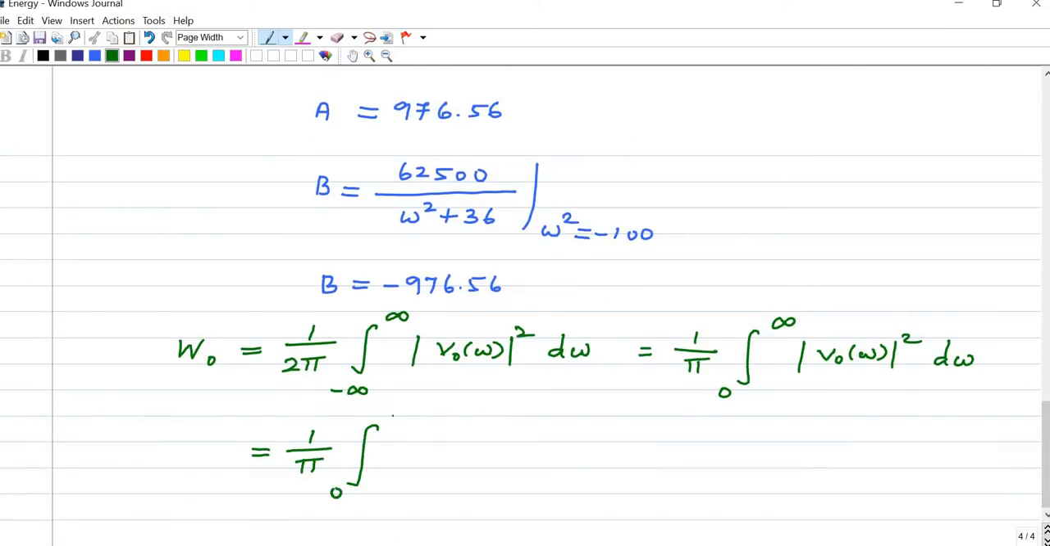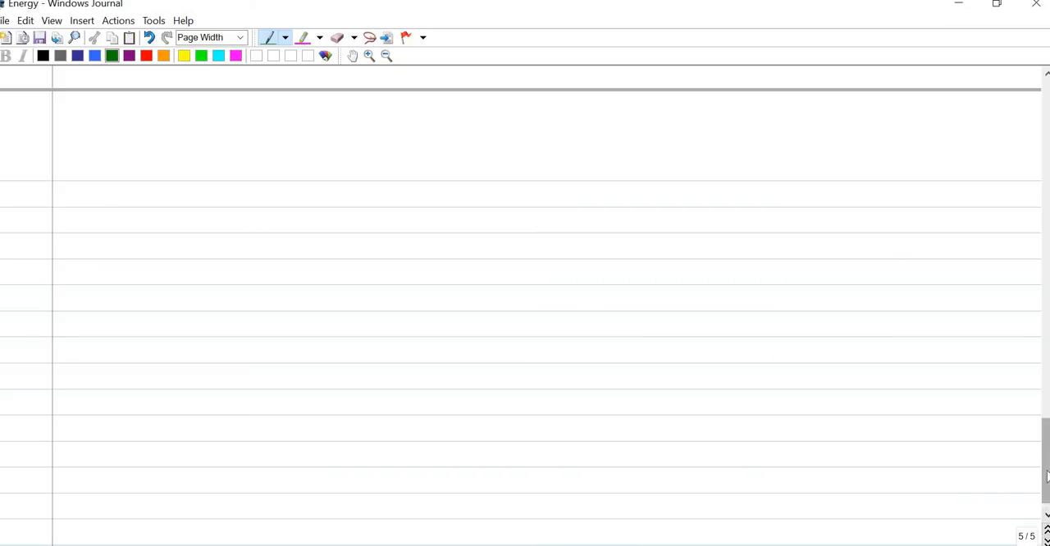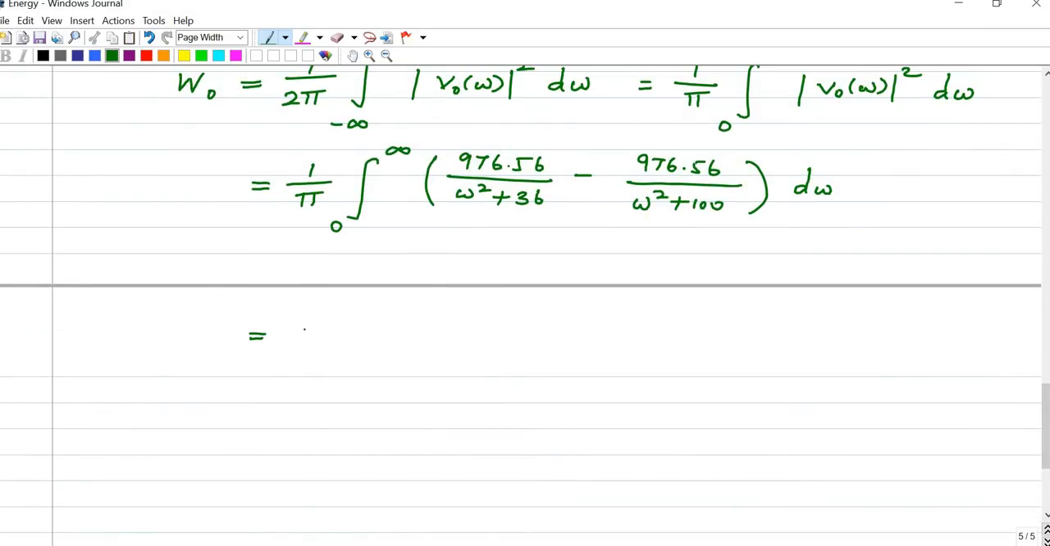1 over pi, integral 0 to infinity, 976.56 divided by omega square plus 36 minus 976.56 divided by omega square plus 100 d omega. So we can take this 976.56 outside.